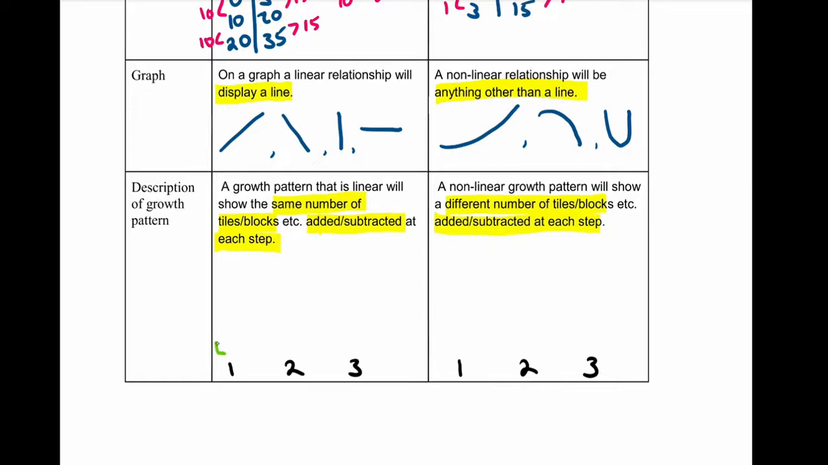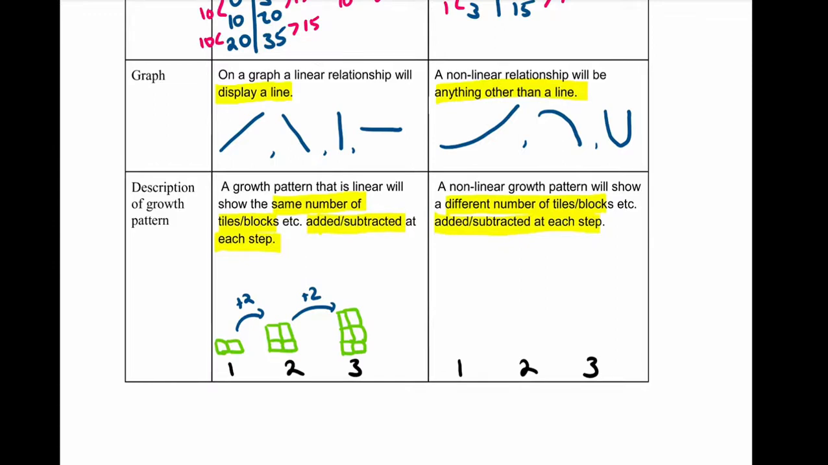So 3 positions for each. Let's say, keep it easy. So 2 blocks, and then say the next one, I add 2 more blocks. And the third one, I add 2 more blocks. So every time I go up a step, I increase by 2. And that would be linear.